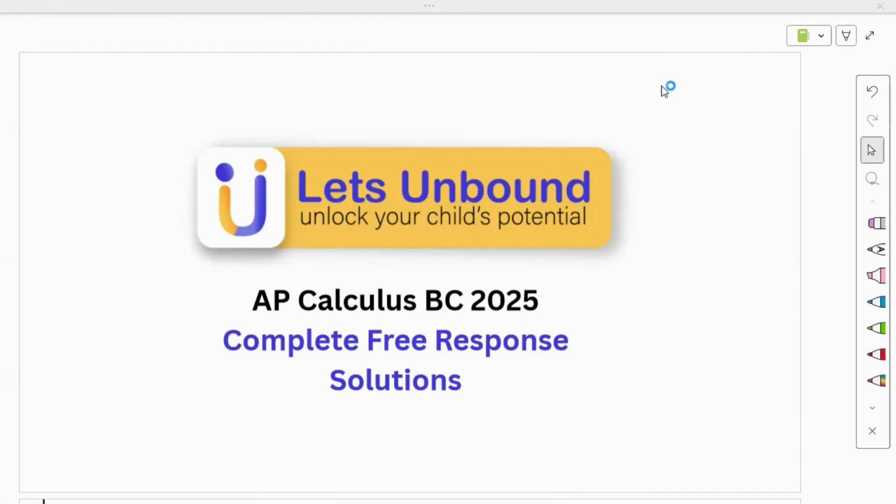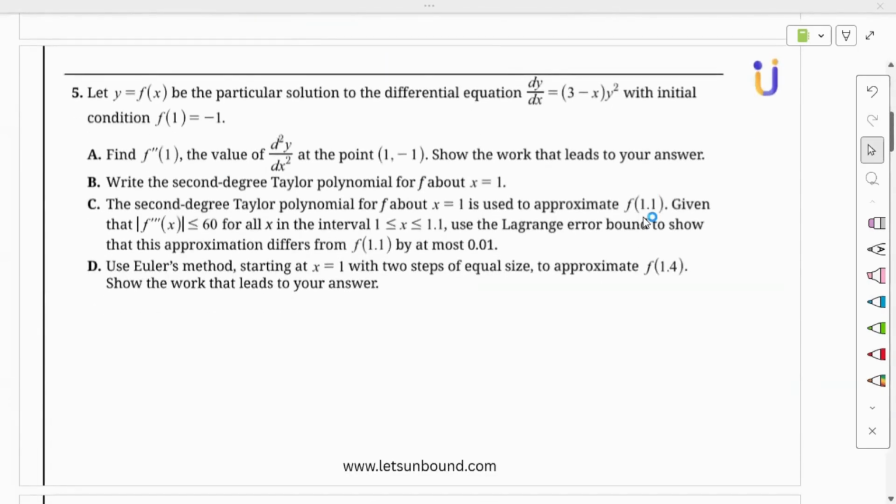Yes, we are going to solve FRQ 5 of the AP Calculus BC 2025 exam. This is the no-calculator paper, so there are many must-know concepts waiting for us. Let's get started. Let y equal f of x be the particular solution of the differential equation dy by dx is (3 minus x) y squared with the initial condition f of 1 is negative 1. And we need to solve the 4 questions. I will explain the 4 subparts when we do the problem. So let's get started.